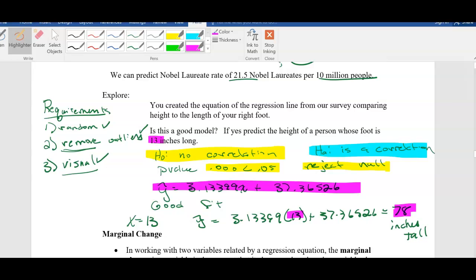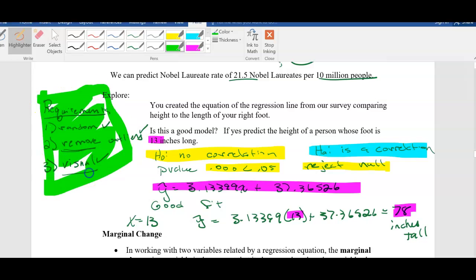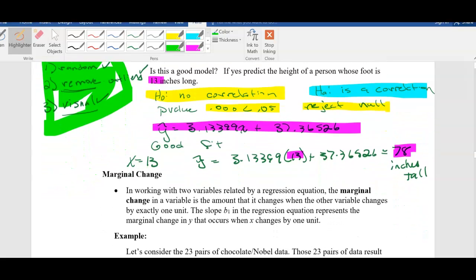Make sure you check your requirements. This is very important. It must be done. All right? And remember, the null is always no correlation.